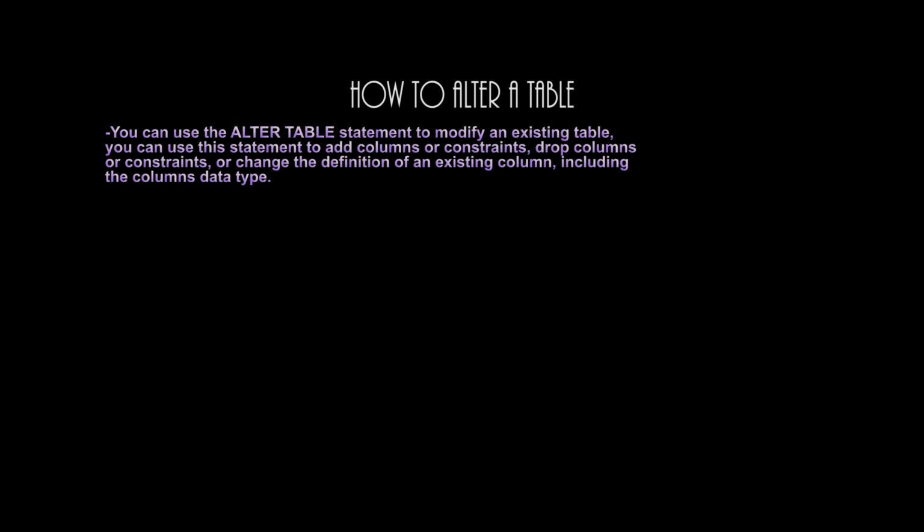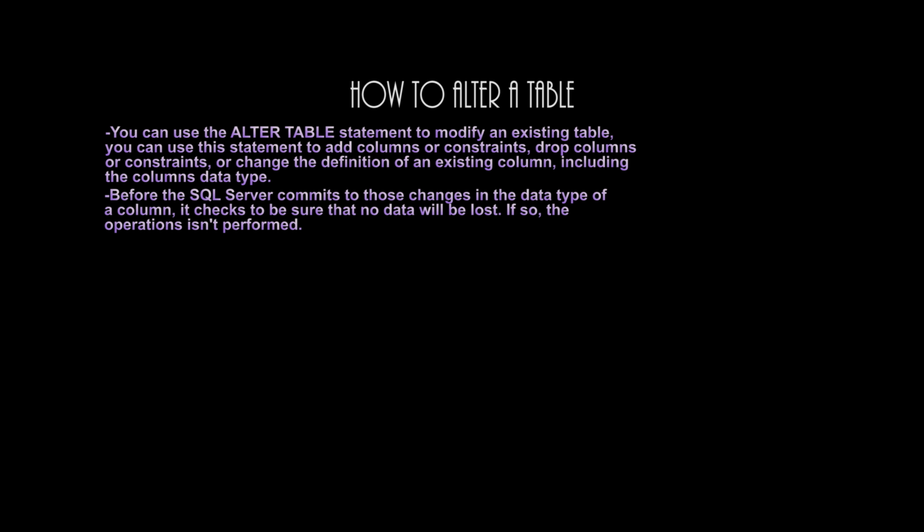You use the alter table statement to modify an existing table. You can use this statement to add columns or constraints, drop columns or constraints, or change the definition of an existing column, including the column's data type. Before the SQL Server commits to those changes in the data type of a column, it checks to be sure that no data will be lost, and if so, the operation isn't performed.